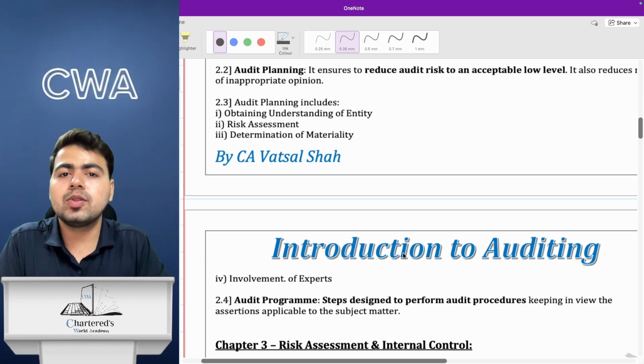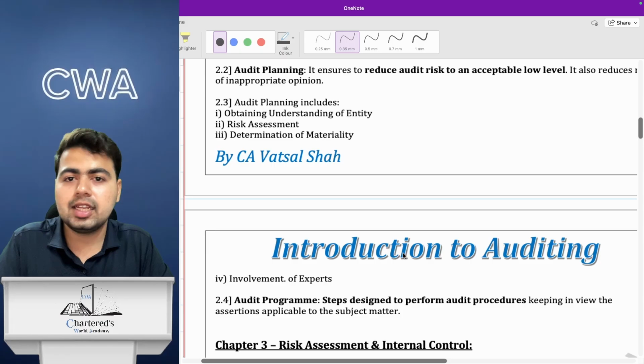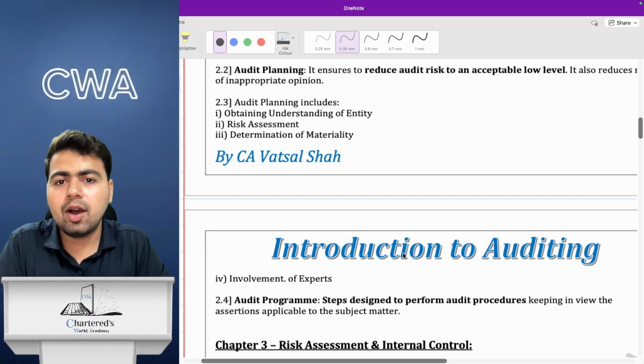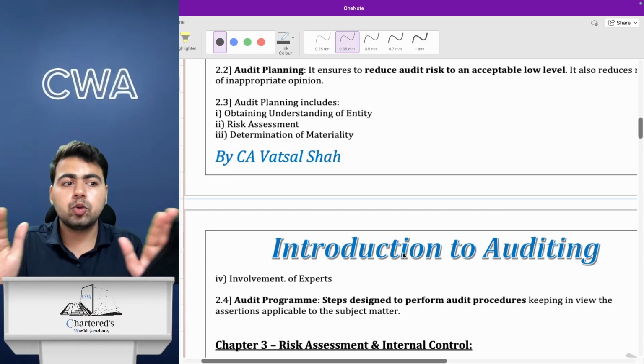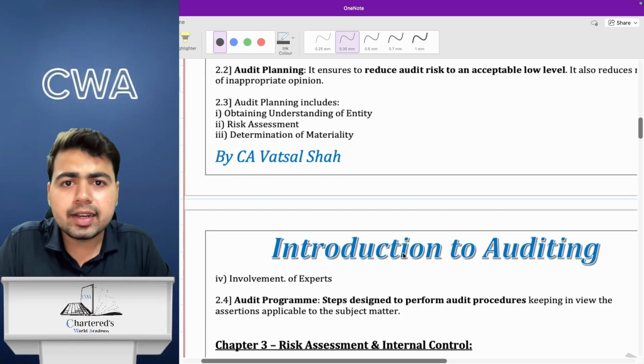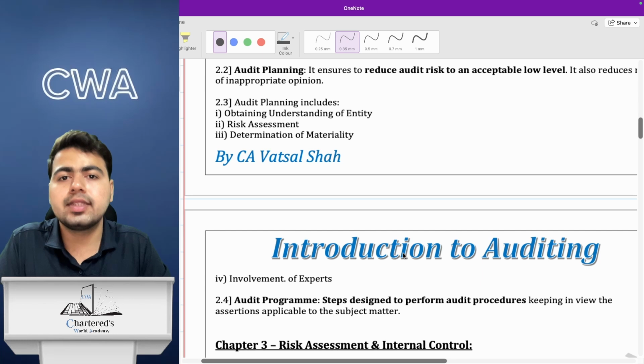Lastly, we move on to the detection risk. Now, detection risk is further bifurcated into two parts. First, sampling risk, and second is non-sampling risk. Now, what is sampling risk?